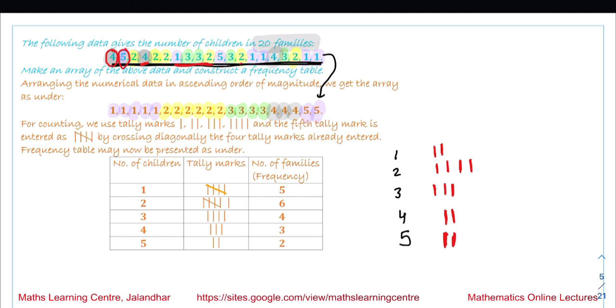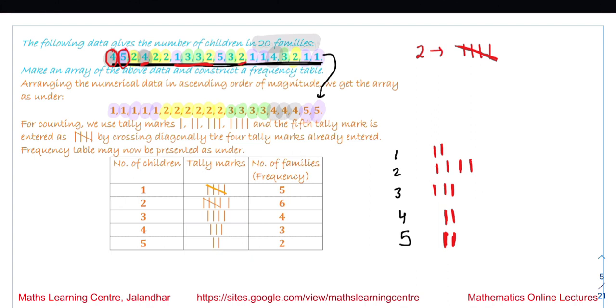Now over here it is 2, and we have already marked 4 lines in front of 2, that is, 1, 2, 3, 4 lines. When we mark the 5th line, we will not mark it like this, we will mark it like this. We will mark the 5th line in this form.